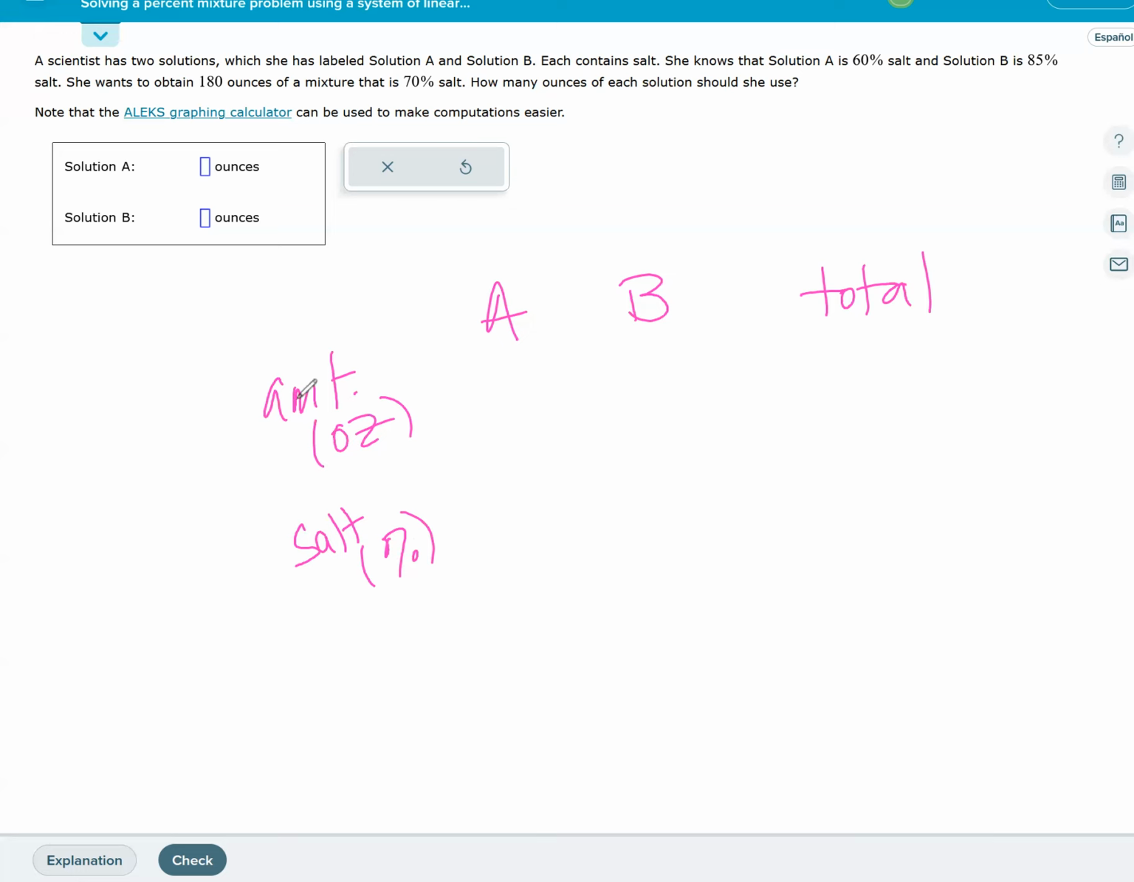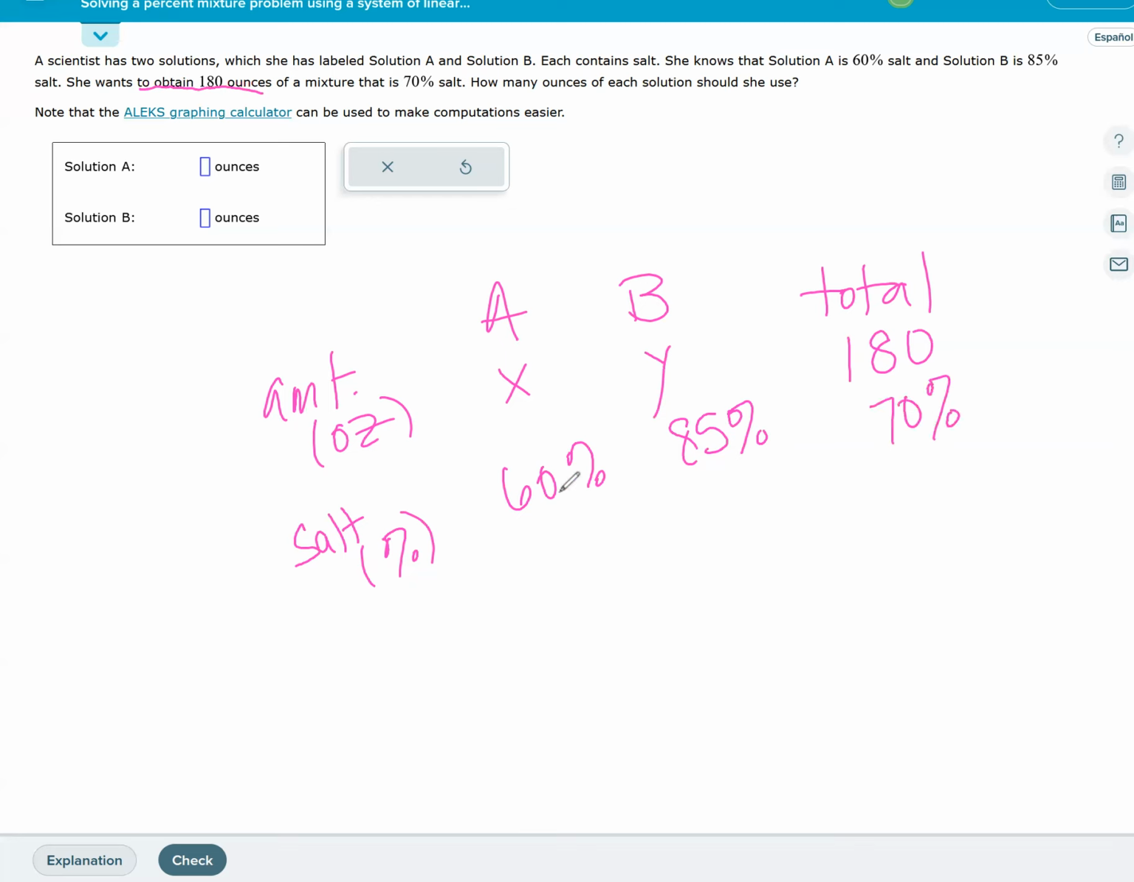So we're going to call the amount of solution A, because we don't know what it is, X, and we call the amount of B Y, and together it says that it's 180 ounces. So the percent of A is 60%, and the percent of B is 85% salt. And we want a total that is 70% salt.